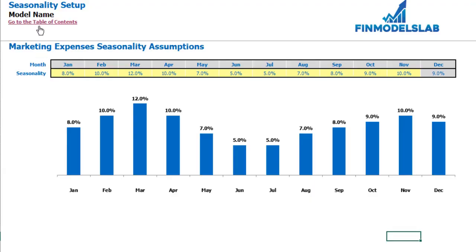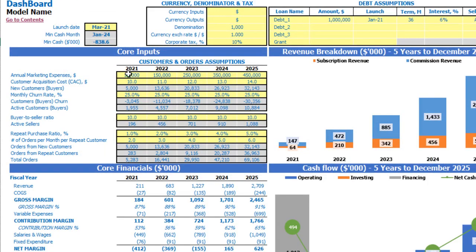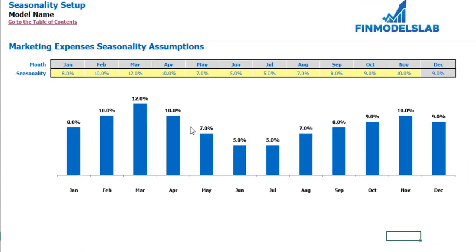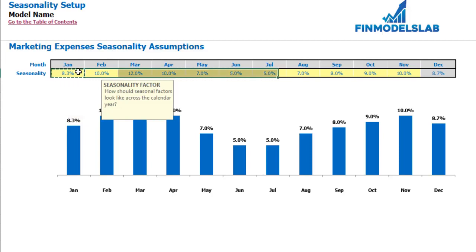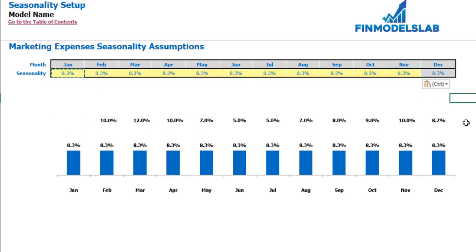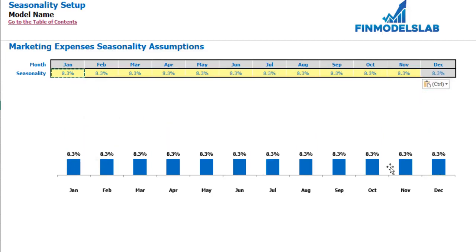On the seasonality setup tab, you may allocate your marketing expenses by months within the year. So previously on the dashboard we set up the annual marketing expenses. So this tab will help you to allocate these amounts by months. So if you don't need any seasonality for marketing expenses, you can set up just 1 divided by 12 and copy and paste in all yellow cells. So in this case you have everything flat.